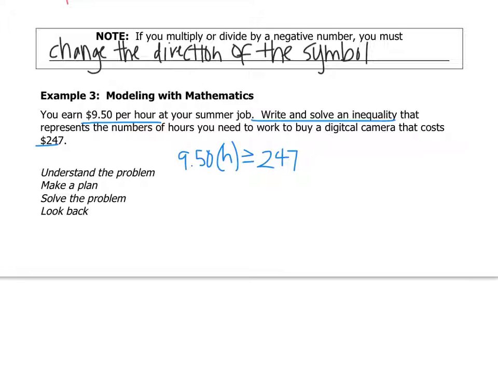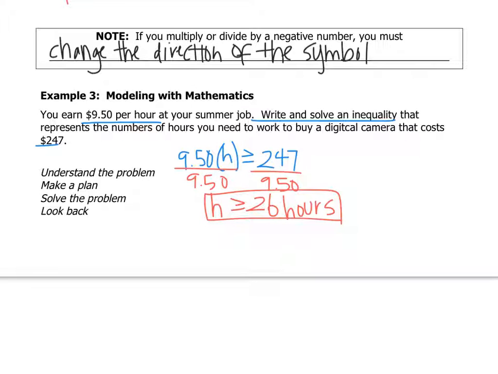So my question for you is, do I need to change the direction of the symbol when I divide? I don't, right? Because it's not a negative number, and you only do that when you multiply or divide by a negative number. It doesn't mean that this number is negative. It means that the number that you're dividing by is negative. So that's just something to point out. So now I get my calculator out, and I do 247 divided by 9.50, and I get that I need to work at least 26 hours.